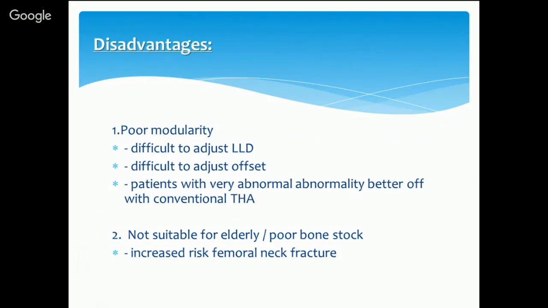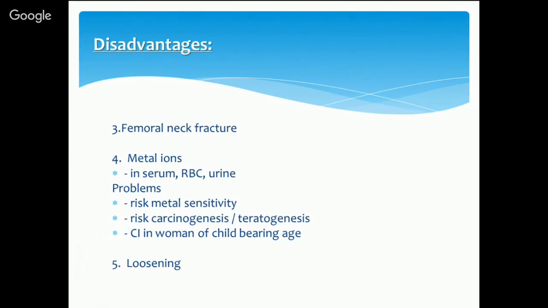The disadvantage is poor mobility. If there is a limb length discrepancy, we cannot correct it. If you have to adjust the offset, or the patient has very abnormal anatomy, it is better to use a conventional THR. It is not suitable for elderly patients with poor bone stock. There are also femoral neck fractures and metal ion problems. That is the metal ion increase in the blood, in the serum. The problem is metal sensitivity, there is a chance of carcinogenesis, and it is particularly contraindicated in childbearing age. And fifth is loosening.